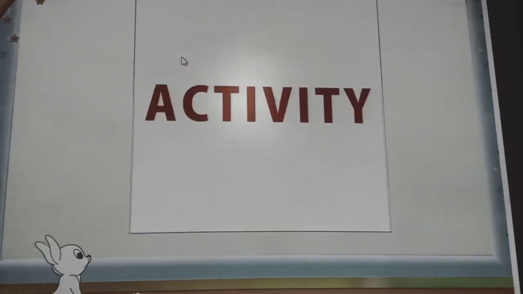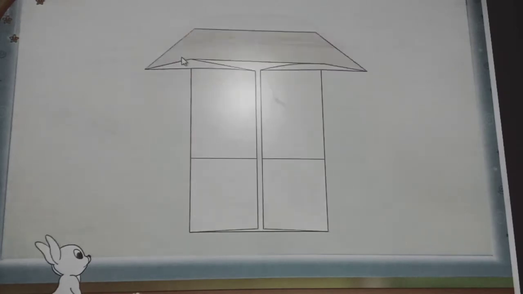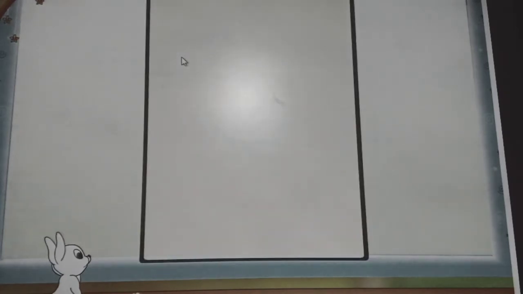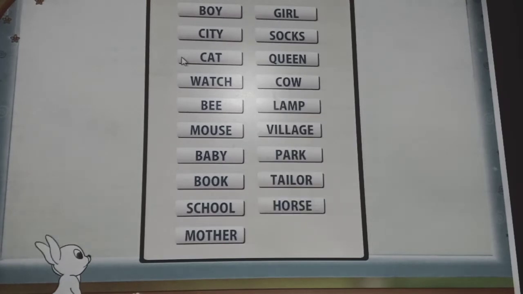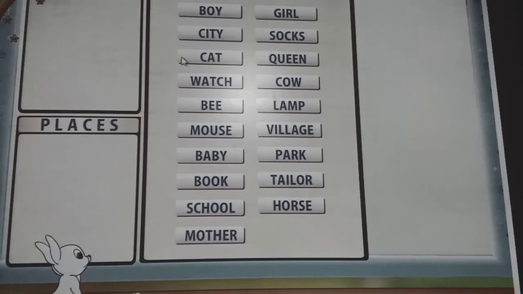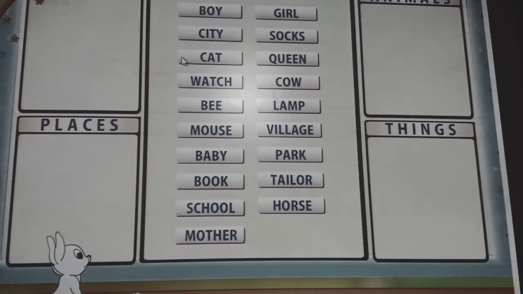Let us do an activity. There are some nouns in this box. Put the nouns in the correct groups. People, places, animals, and things.